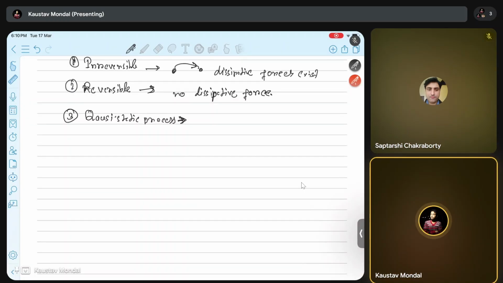So if you change any kind of thermodynamic parameter, let's suppose x, by a very small amount, delta x, an infinitesimal amount, and if the process is quasi-static, that means from x to x plus delta x, the system will still retain its thermodynamic equilibrium. So that is basically the significance of the quasi-static process.